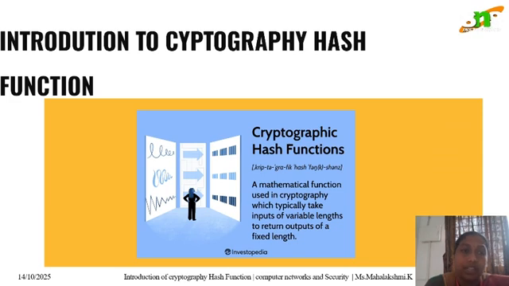The cryptography hash function is a mathematical function used in cryptography which takes inputs of variable lengths and returns outputs of a fixed length. Like mathematical key algorithms that take inputs of various sizes, the hash function gives a fixed-size output. That is the cryptography hash function.